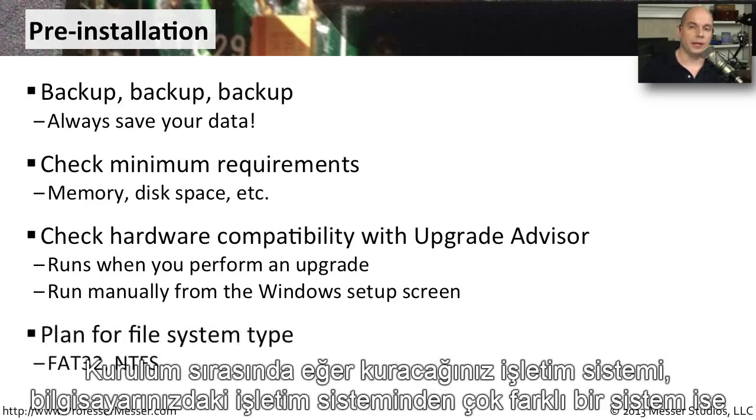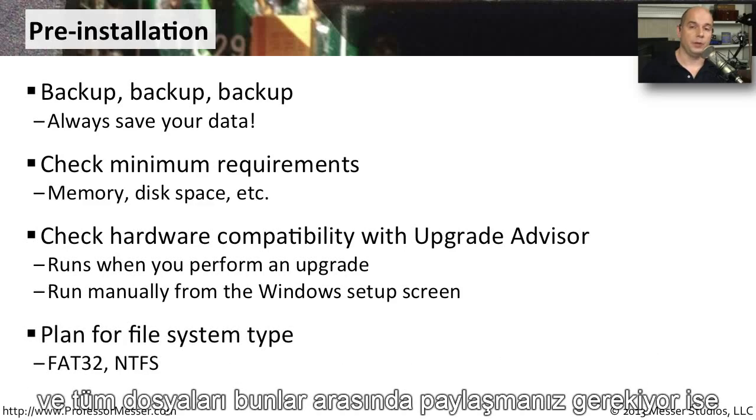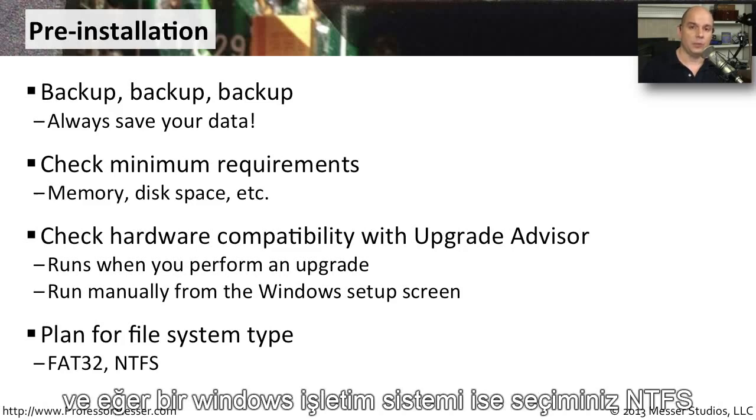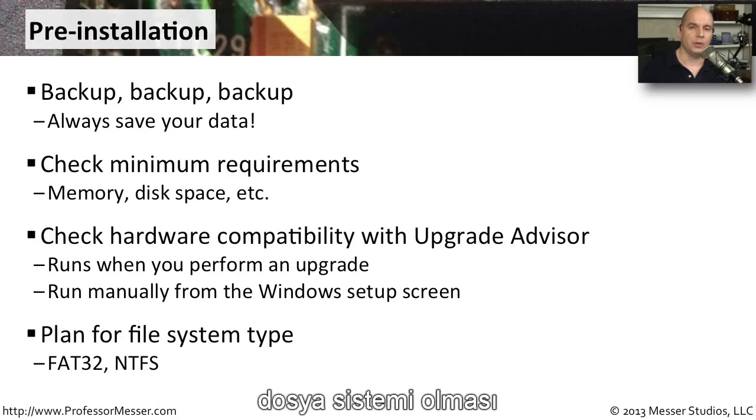If you're going to be installing a lot of different operating systems on this computer and you need to share files between all of those, you may want to choose the FAT32 file system during the install. And if it's a Windows operating system only, perhaps the NTFS option for file systems is going to be your best selection.